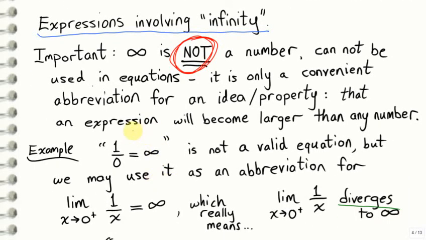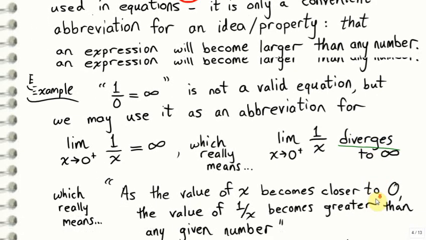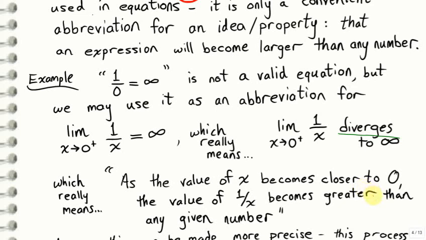This pseudo-equation really means that the limit as x goes to 0 of 1 divided by x equals infinity. So there's kind of an implied limit here. But saying that something is equal to infinity, again, is not quite right, because infinity is not a number. What this really means is that as x goes to 0, 1 divided by x diverges to infinity, which again is really just shorthand for something else. It means that as x gets really small, as it gets close to 0, the value of 1 over x becomes greater than any given number.